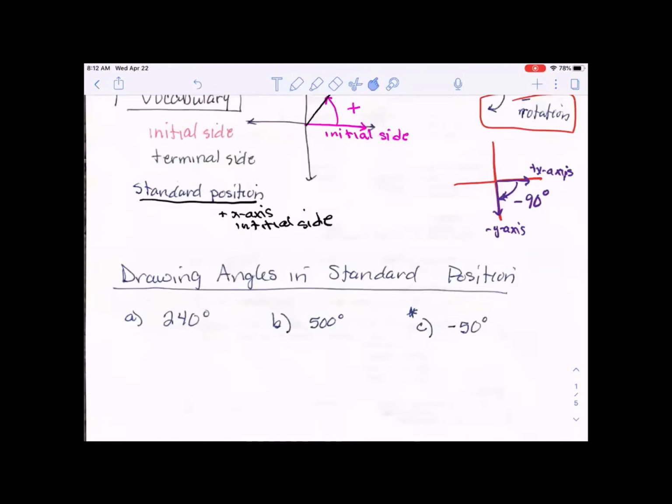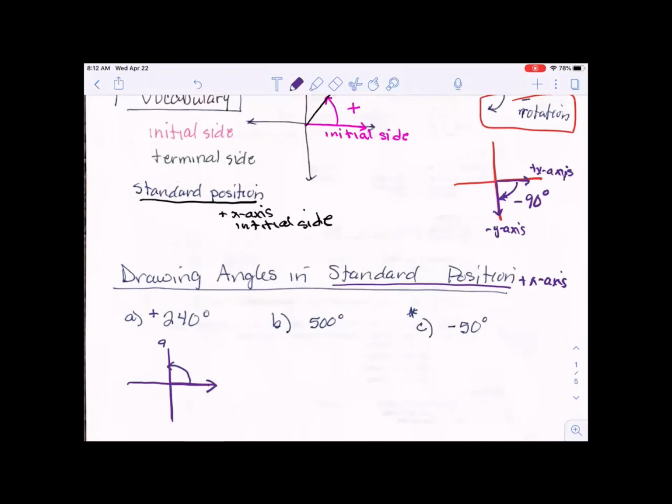Now, if I ask you to draw these three angles in standard position, you're going to start. Now, these don't have to be perfect, folks. Just give me a quick version of a set of axes. We're going to start standard position. Here's our keyword here, standard position. We're going to put our starting ray on the positive x-axis. And we're going to rotate, since we have a positive 240 degrees, I'm going to start rotating counterclockwise.